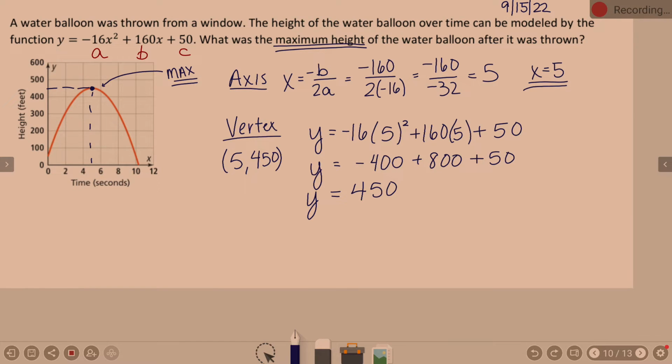Okay, so when we ask what is the maximum height of the water balloon after it was thrown, 450 feet, what is that by? How many seconds? Okay, so after 5 seconds, 5 seconds after the water balloon was thrown, it reached its maximum height of 450 feet. That's a lot of feet for a water balloon.